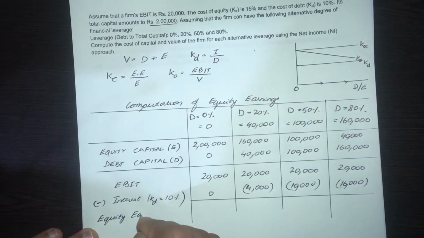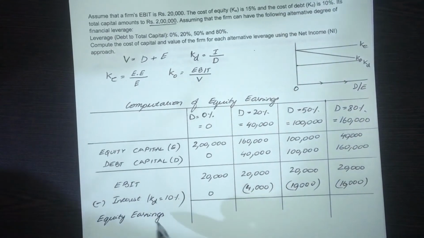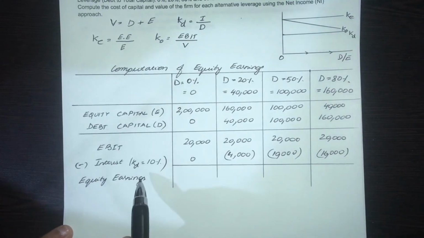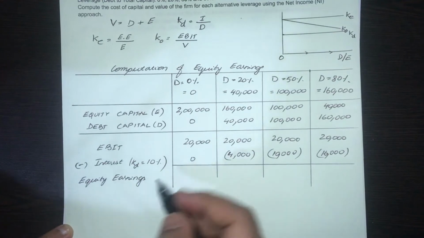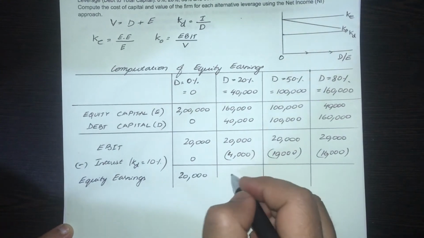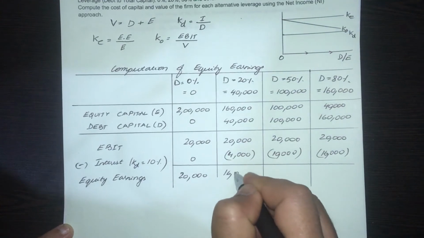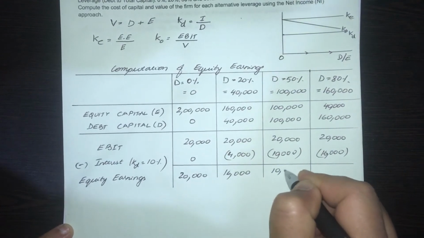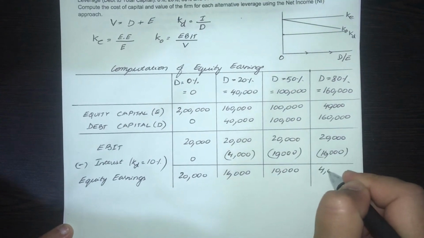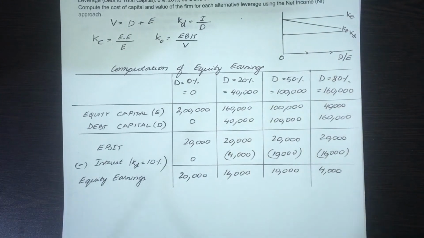And so your equity earnings will be what? Why is it equity earnings and not EBT, earnings before tax? It's because we have already made an assumption that there is no tax and there's no preference dividend here. So EBIT minus interest is equity earnings. So this is 20,000, this will be 16,000, this will be 10,000, and 4,000.